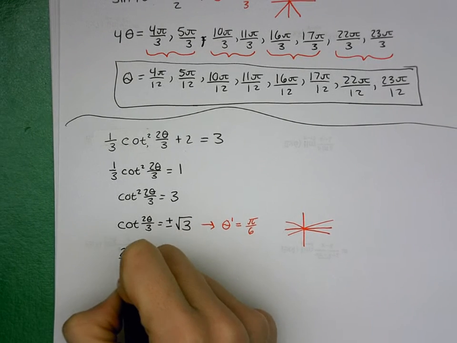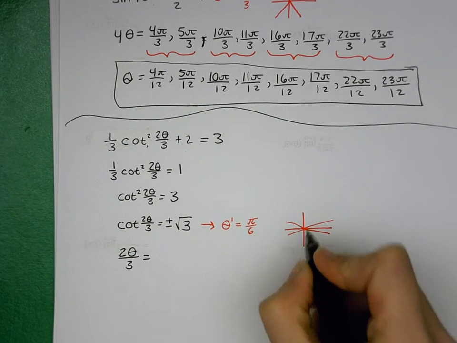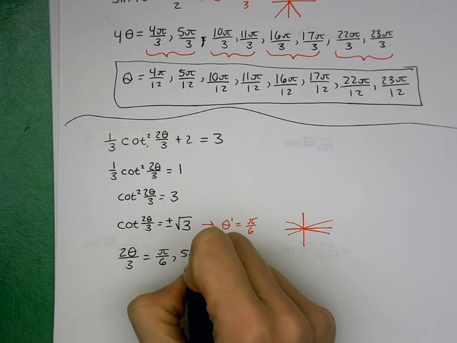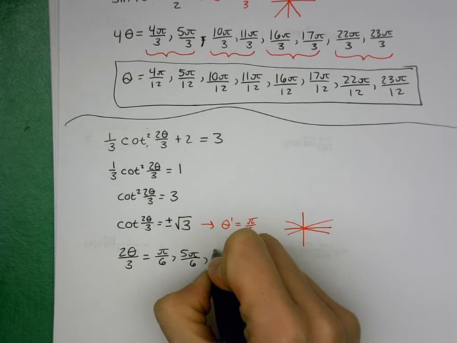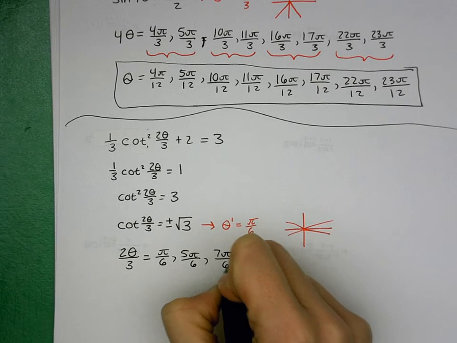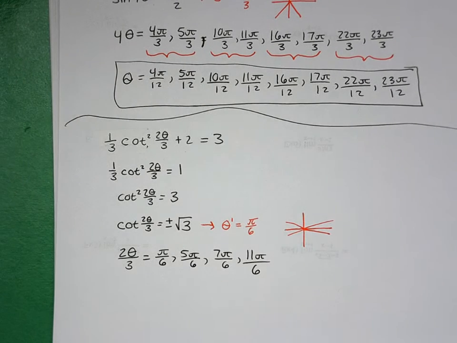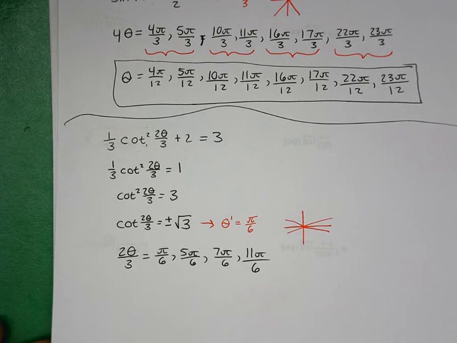2 theta over 3 equals the pi over 6 angle in the first quadrant, which is pi over 6. Second quadrant is 5 pi over 6. Third quadrant is 7 pi over 6. And fourth quadrant is 11 pi over 6. Okay, this particular one rotates 2/3 as quickly, and so if you're comfortable again making the assessment about which of these angles would be crossed off, you're more than welcome to do so.